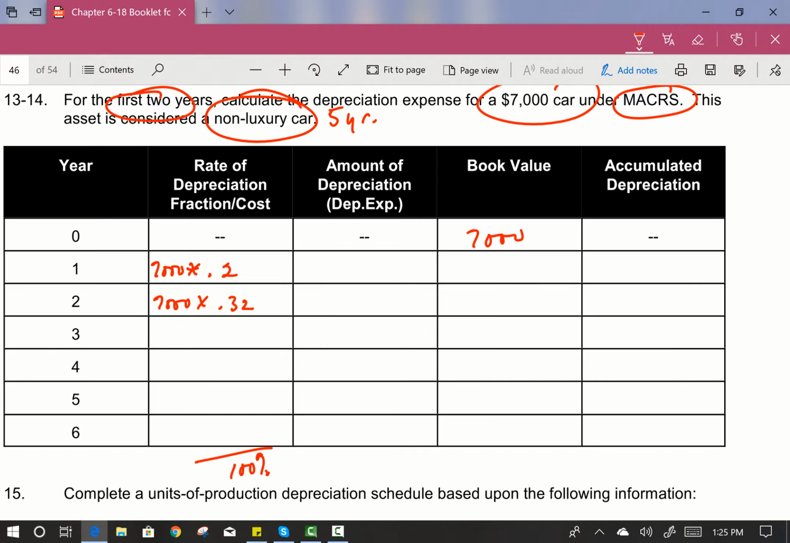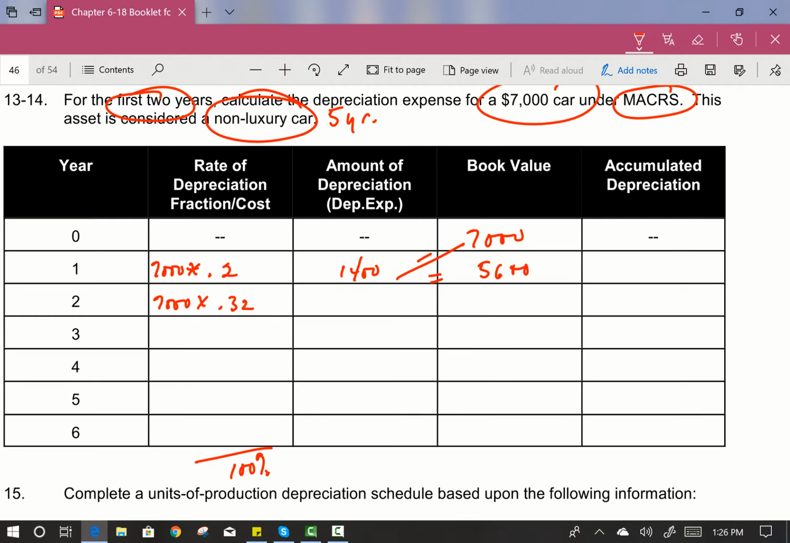And so to find out my depreciation expense for the first year, I'd take 7,000 times 0.2, and that would equal $1,400. Then I would subtract 1,400 from 7,000, and that would give me a book value of $5,600 at the end of the first year.